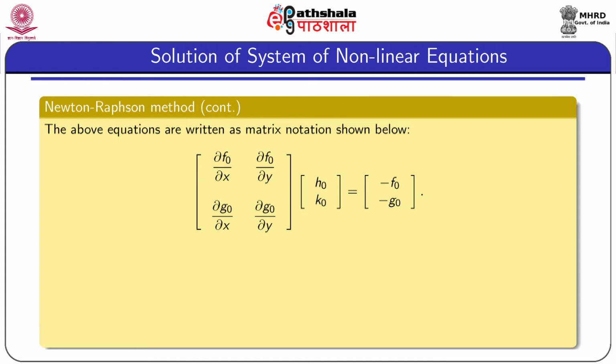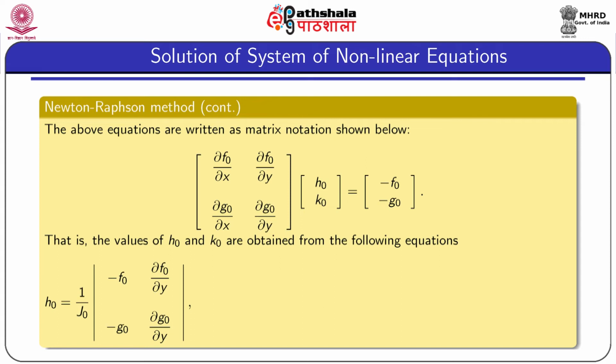So this is the system of linear equations, and these equations can be written in matrix notation as shown below. The first one is a 2 by 2 square matrix whose first row is ∂f0/∂x, ∂f0/∂y, second row is ∂g0/∂x, ∂g0/∂y, multiplied by the column matrix h0, k0, equal to the column matrix -f0, -g0. So this is a system of equations in matrix form. Solving this equation, we can find the values of h0 and k0, or we can use any other method to find the values of h0 and k0.